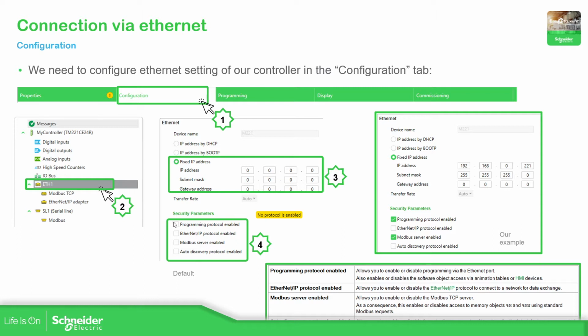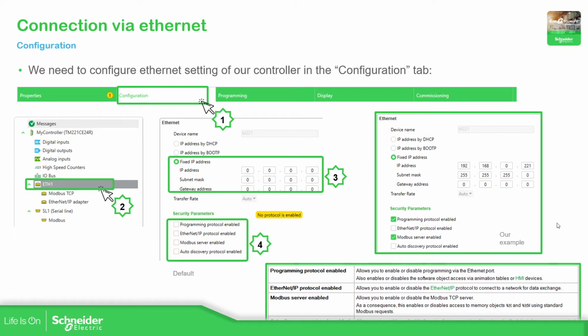Okay, and pay attention on this one, programming protocol enabled. If you don't check this, even if you have selected the Ethernet address and everything, you can ping the device, but you can't connect using the software. So it is important for you to check this in order to make it work. And optional, I use this one, the Modbus server, in order to communicate and exchange some additional information.